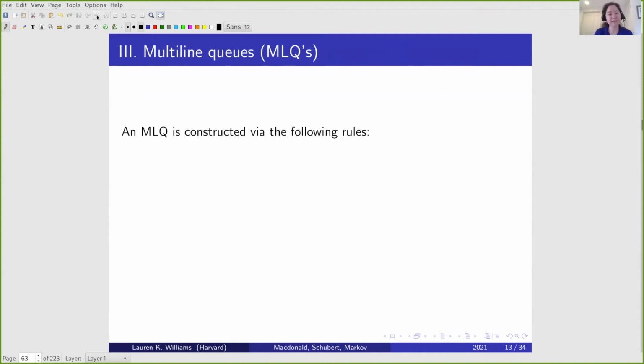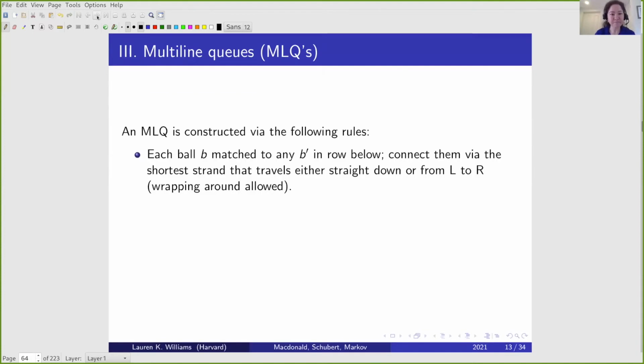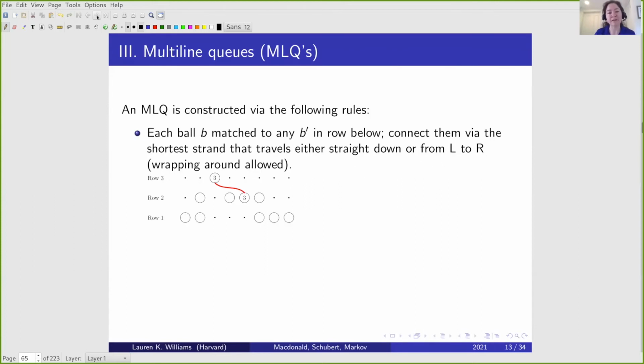A multiline queue is constructed via the following rules. Every ball B gets matched to some ball B prime in the row below. When I connect them, I will use the shortest strand that travels either straight down or from the left to the right, and I allow wrapping around. Here I have a ball which looks at the available services in the row below. It chooses this ball, and I connect them with this shortest strand moving from left to right. Since my initial ball starts in row 3, I label both of these balls by 3.